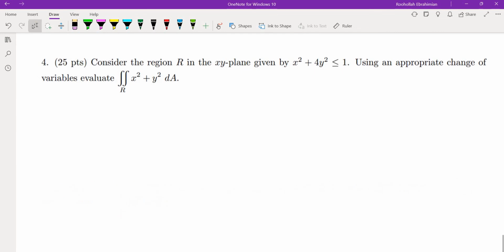Okay, so the last thing we're going to do is a double integral, evaluating this double integral over this specific region that they gave us. Consider the region R in the xy plane given by that.